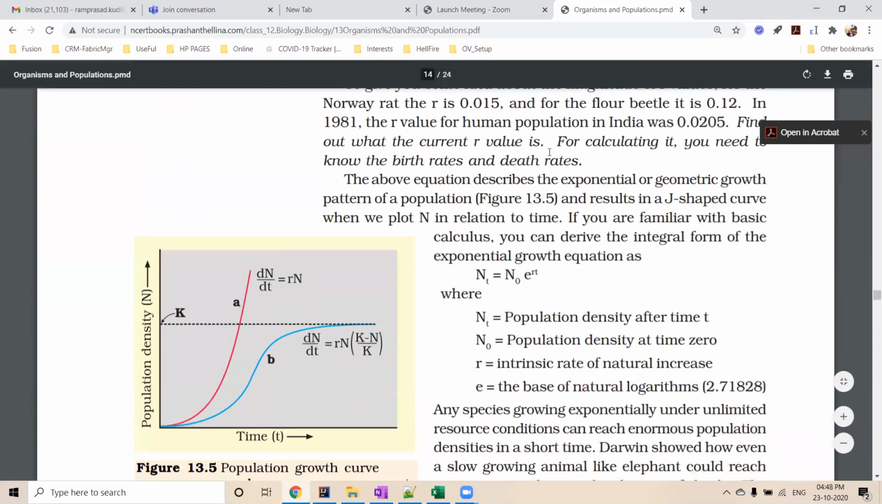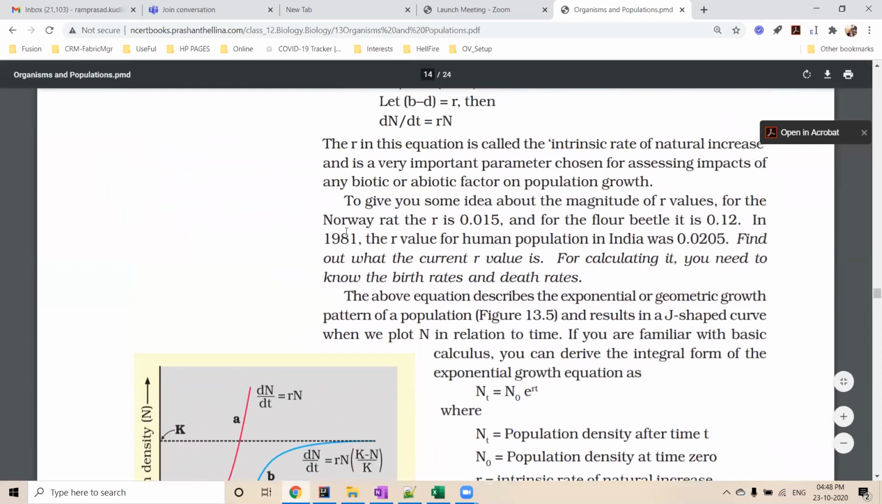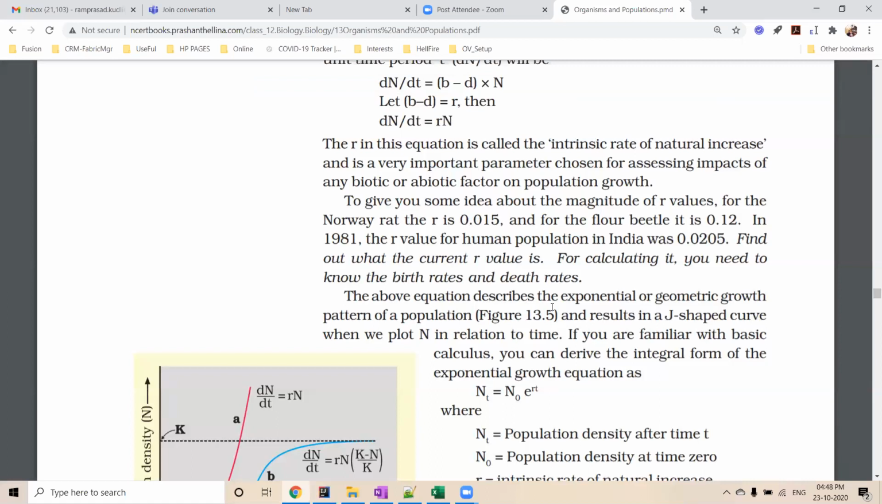To explain this concept, for example, if we consider the R value of the Norway rat, it is 0.015, and the beetle is 0.12. In 1981, the R value for the human population in India was this much. So, to calculate the R value, we need to know birth rate and death rate. Birth rate minus death rate is the R value. And in case of exponential growth, birth rate will be maximum.